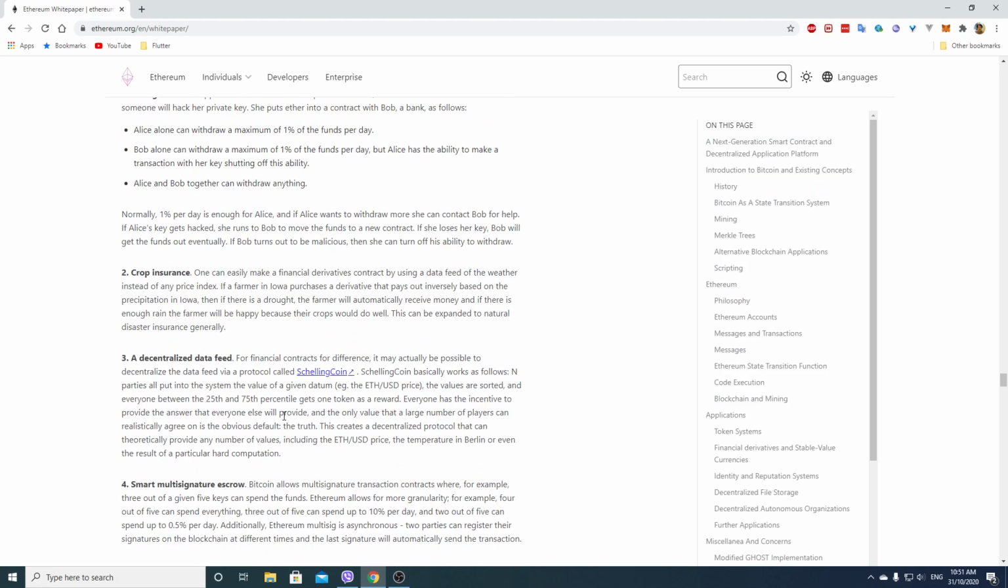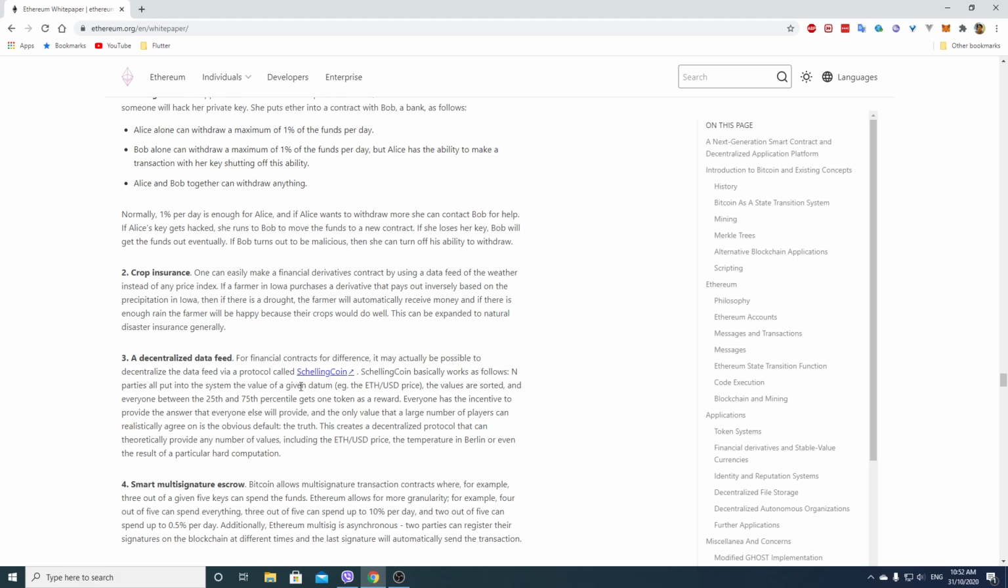A decentralized data feed. For financial contracts for difference, it may eventually actually be possible to decentralize the data feed via a protocol called ShellingCoin. Never heard of that. ShellingCoin basically works as follows. All parties put into the system the value of a given datum. The values are stored, and anyone between the 25th and 75th percentile gets one token as a reward.